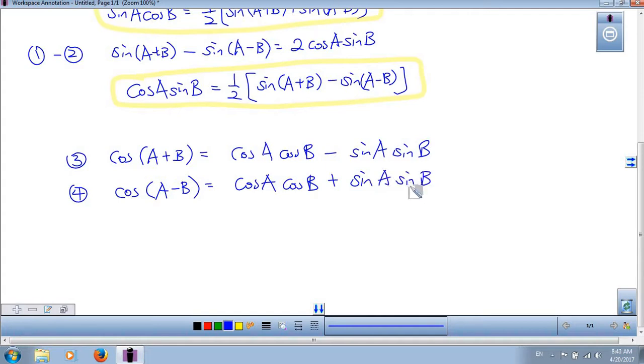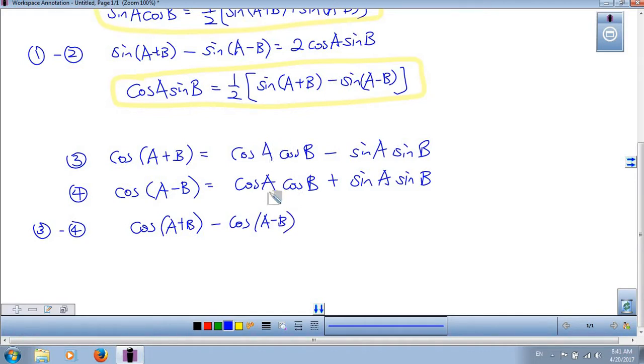In this case, we're going to do the same thing here. We're going to start by subtracting the two equations. If we subtract the two expressions, we will get cosine of A plus B minus cosine of A minus B.